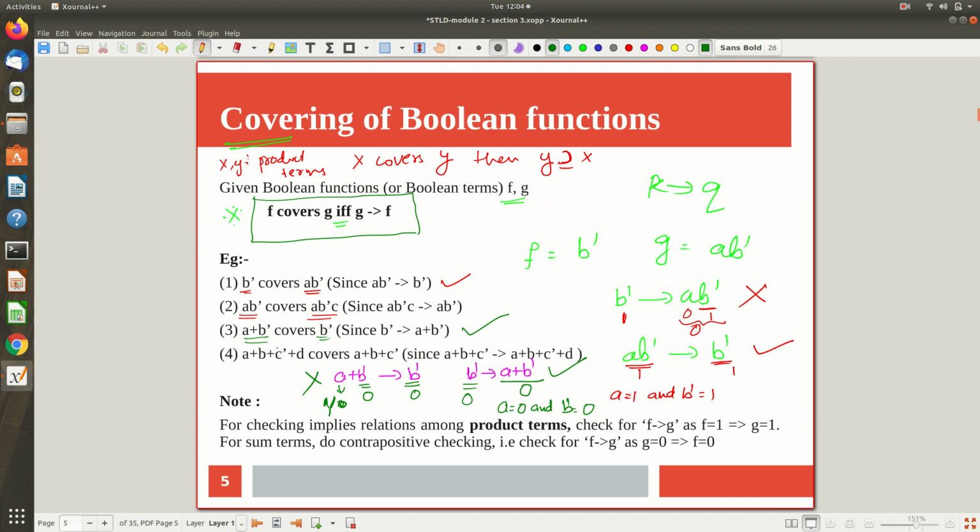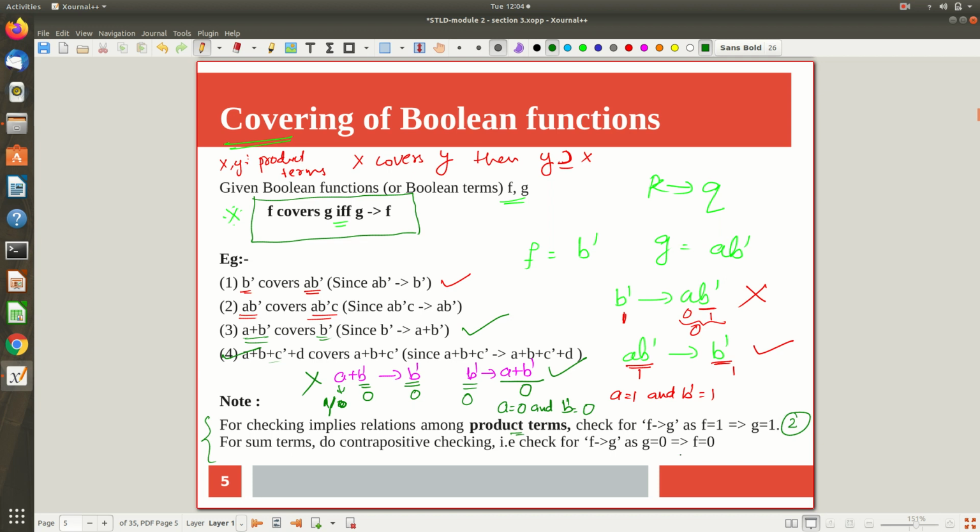Okay. Similarly, here now you can directly write this bigger term, the sum term. So this is a sum term, right? A plus b dash is a smaller sum term. Bigger sum term is covering smaller sum term, but smaller product term is covering bigger product term. So both are different. Okay, because the implication is happening in that direction, that is highlighted here. For checking the implies relation or the implication among the product terms, you have to go with the second definition. So this is our second definition.